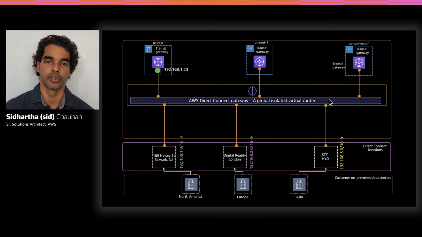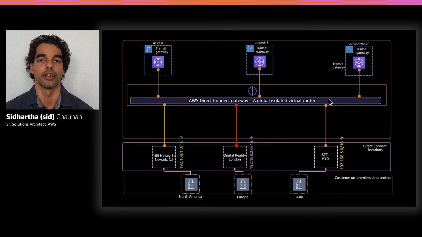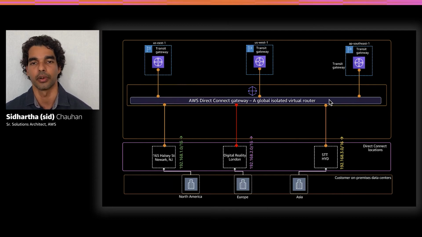Now, if traffic is destined for 1.23, Direct Connect gateway is going to send it off to the New Jersey Direct Connect location. Similarly, if the traffic is destined to 2.56, Direct Connect gateway is going to send it off to Digital Realty London. Now, if that link fails, Direct Connect gateway doesn't have a route to send the traffic which is destined for the 2.0 network, so it simply drops the traffic. So we don't see any high availability. A circuit loss results in packet loss.